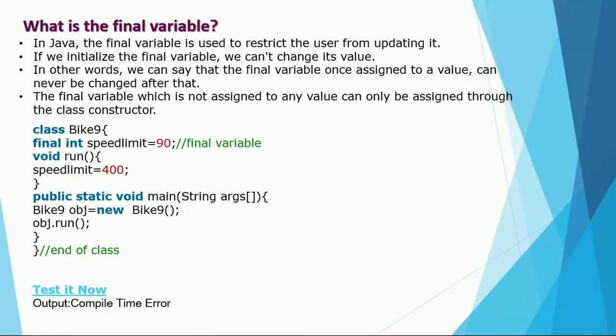What is a final variable? We already discussed that a final variable is used to restrict the user from updating it. If we initialize a final variable, we can't change its value. We can say a final variable, once assigned a value, can never be changed.